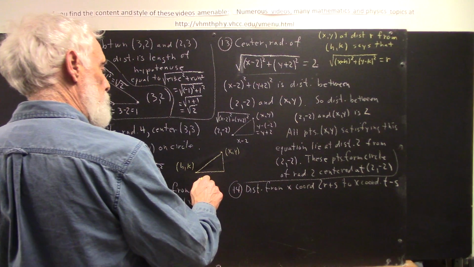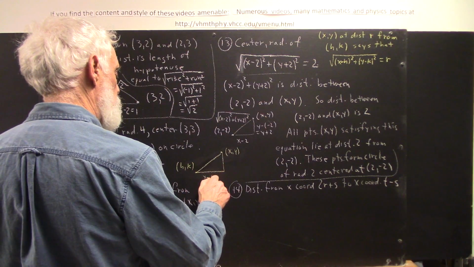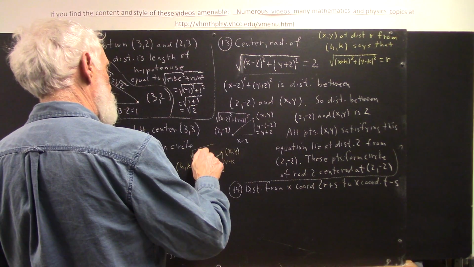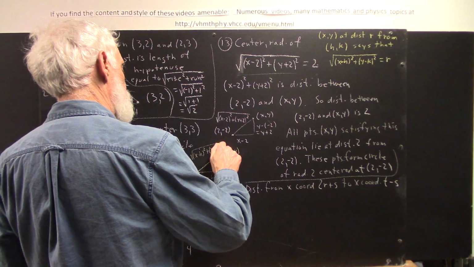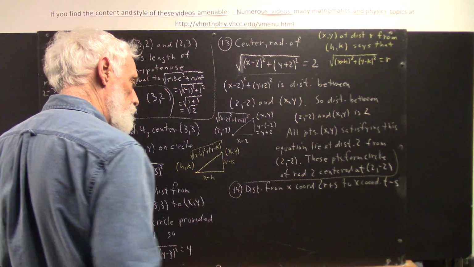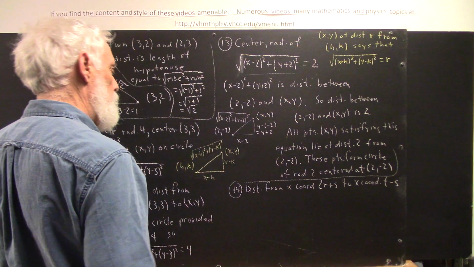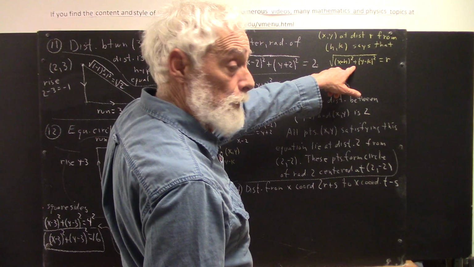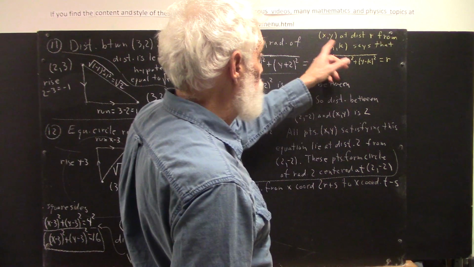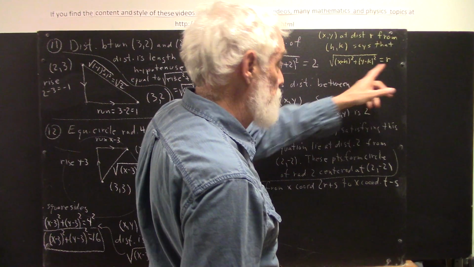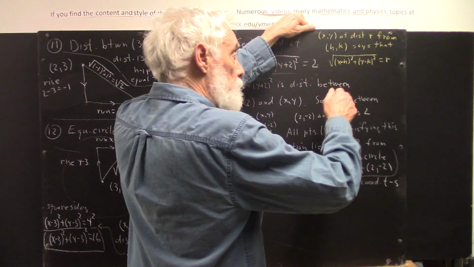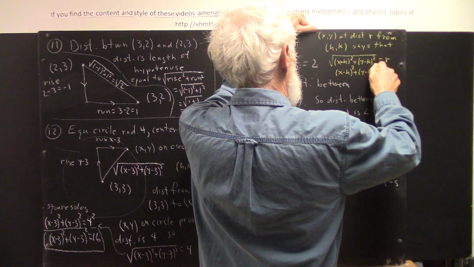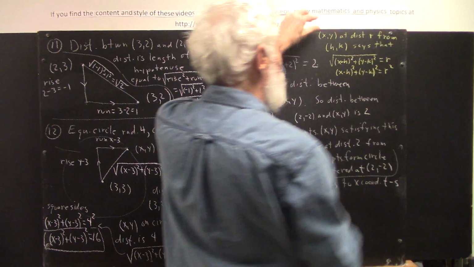Okay, so here's my fundamental triangle. This side is x minus h, this side is y minus k, and this is the square root of x minus h squared plus y minus k squared. Writing that pretty small, you should be able to read it. But that's just what I've written here. Now, if x, y is a distance r from h, k, then that distance has to equal r. And of course we can square both sides, and we get x minus h squared plus y minus k squared equals r squared.